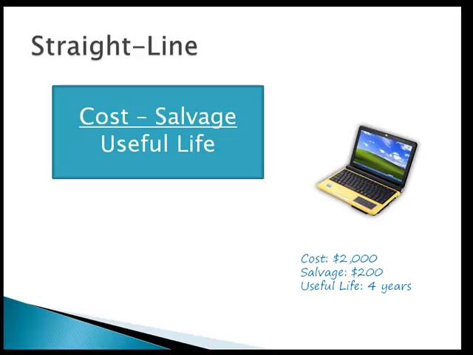So if we're talking about our laptop, its cost is $2,000 minus the salvage $200 divided by 4 years. So $1,800 over 4 years gives us $450 per year. Depreciation expense would be debited for $450. Accumulated depreciation would be credited for $450 for 4 years.